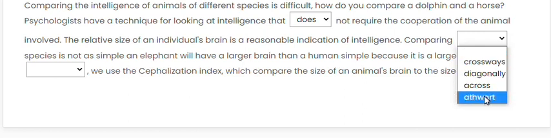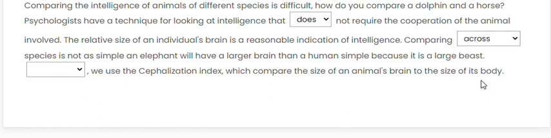Crossways, diagonally and athwart are used in terms of position, like diagonal is a direction, in terms of directions basically. But here we were not talking about direction, so we'll say across because one use of across is also to say that everywhere or all the things included. So we cannot say comparing across species means we cannot compare all the species with each other. It's not simple. And then they gave a reason.